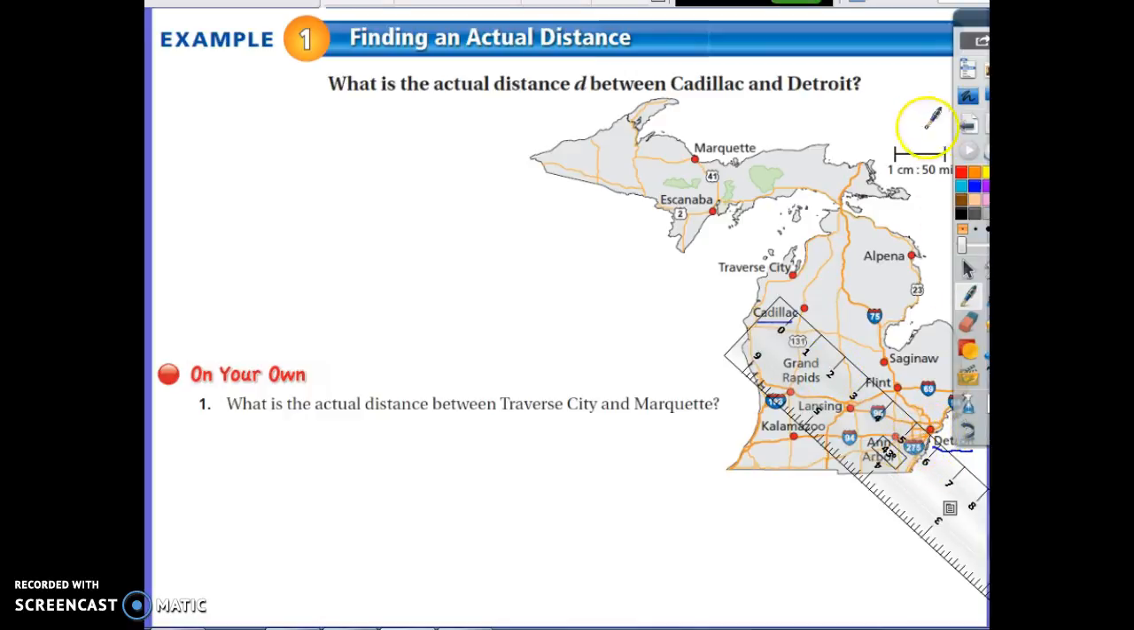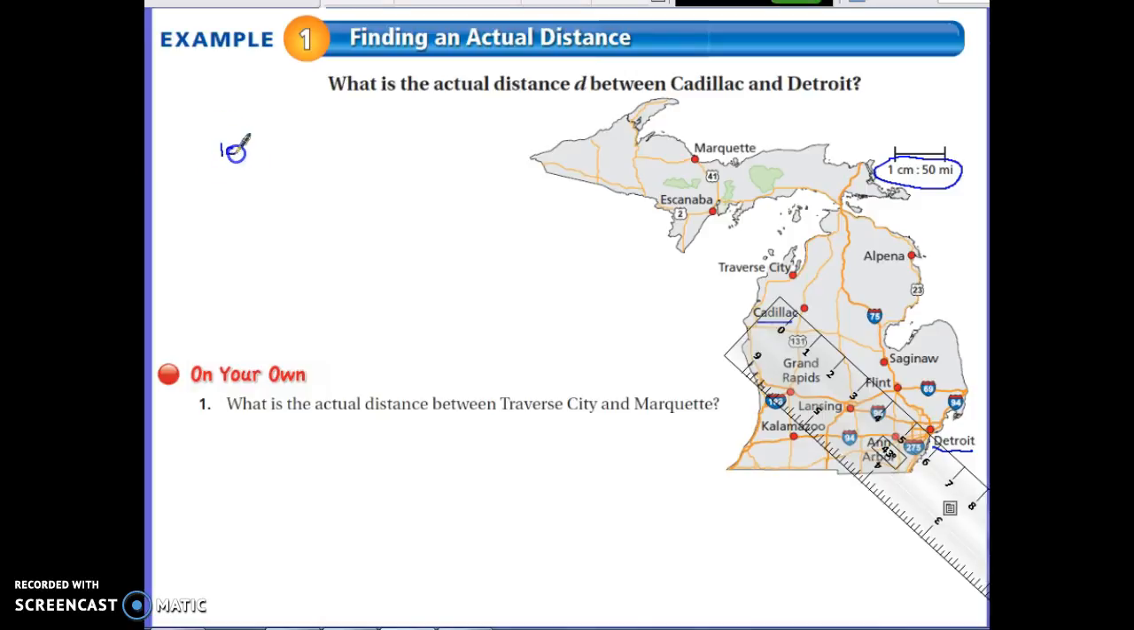The reason I'm measuring in centimeters is because my scale in the top right-hand corner of this map says that 1 centimeter represents 50 miles. So if I know that 1 centimeter represents 50 miles, all I need to figure out is how many miles 5.5 centimeters represents. So I'm going to write a proportion.